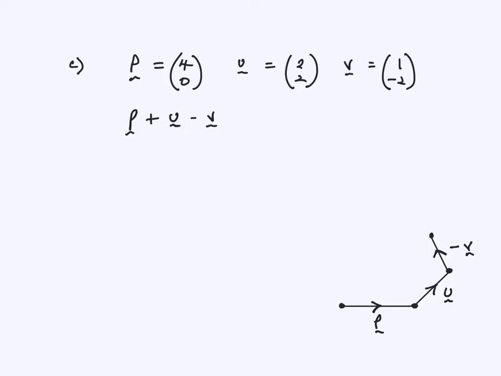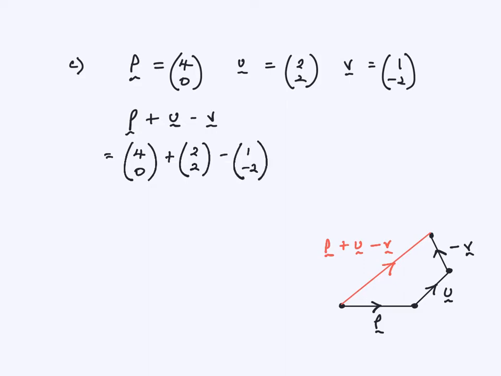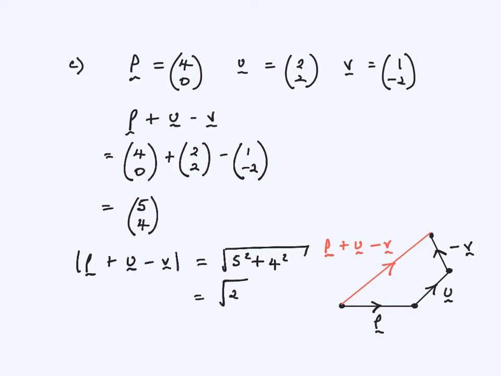So here is the resultant vector, p plus u minus v. Now if we do a calculation, so it's 4 plus 2, 2 plus 2, minus 1 minus 2. 4 plus 2 is 6, take away 1 is 5, 2 take away minus 2 is 4. And if we work out the magnitude of this, square root of 5 squared plus 4 squared, 25 plus 16, and that's the root of 41.